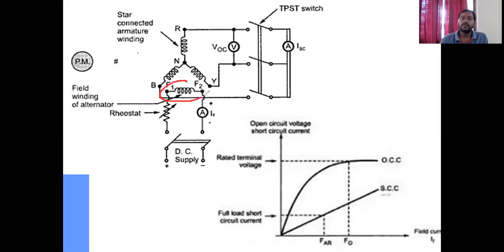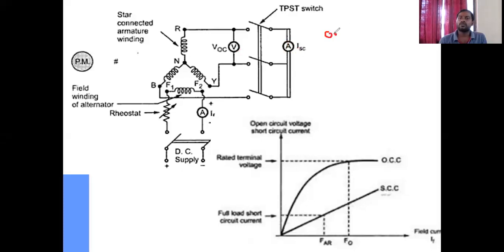Here the field winding is available, with F1 and F2 terminals. The field winding is connected through a rheostat. You can vary the rheostat so that you can control the field current. And this is the DPST switch, which gives the DC supply to the field winding. So this is the total schematic diagram. Here the voltmeter is connected, and here the ammeter is connected, which is for the short circuit test.